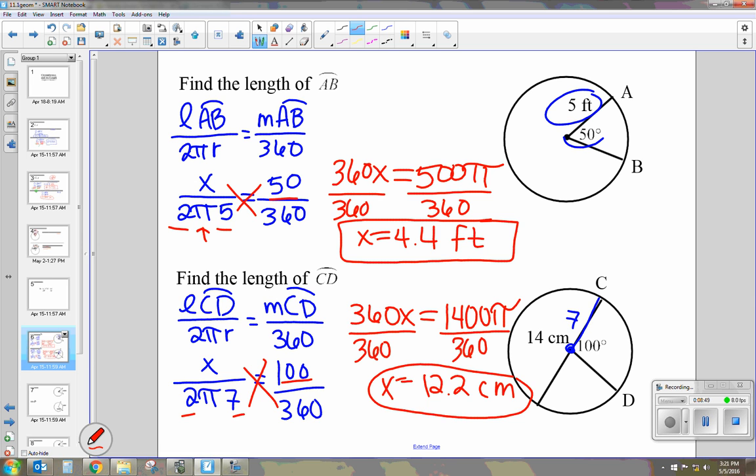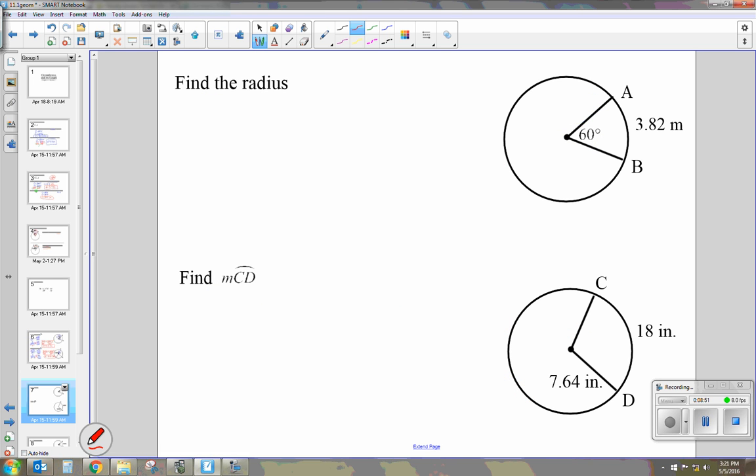Let's try a couple more problems. This one we're finding the radius. This is a little bit different. We're looking for the radius, but I give you the arc length and the arc measure. So we can still use our proportion. The length of arc AB all over 2 pi r equals the measure of arc AB over 360.